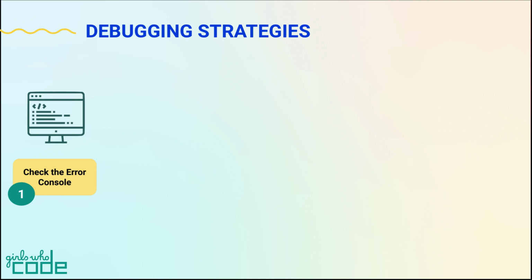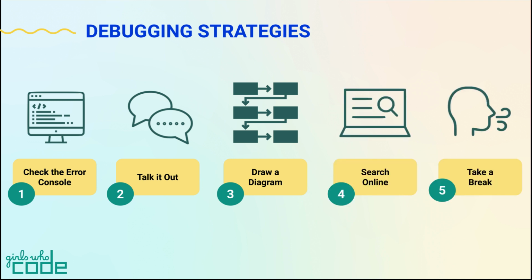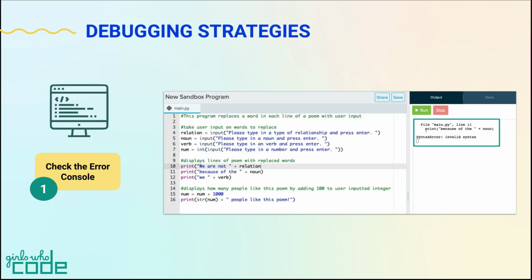Some of our favorite debugging strategies are check the error console, talk it out, draw a diagram, search online, and take a break. The first strategy, check the error console, reminds students to check the console in their programming platform for hints. Many programming platforms include a console that points students to the exact line of code where the error exists. This console also describes the type of error. This is a great strategy to try first, and can be really helpful when students are missing something small, like a semicolon or a comma.